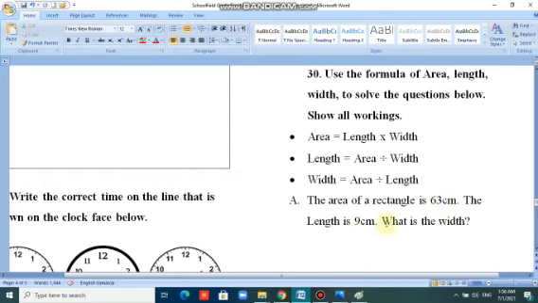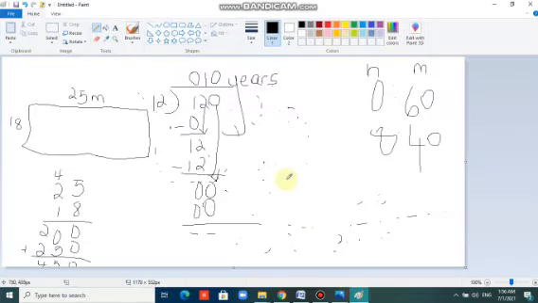What they are asking you to find is the width, because it says the area of the rectangle is 63. They're already giving you the area. It said the length is 9 centimeter. They gave you the length. They want you to find the width now. How do you find the width? By looking at the formula here. What is the formula for width? Formula for width equals area divided by length. So we're going to divide the area, which is 63, by the length, which is 9 centimeter. Let us go. So it's easy. Easy like 1, 2, 3.